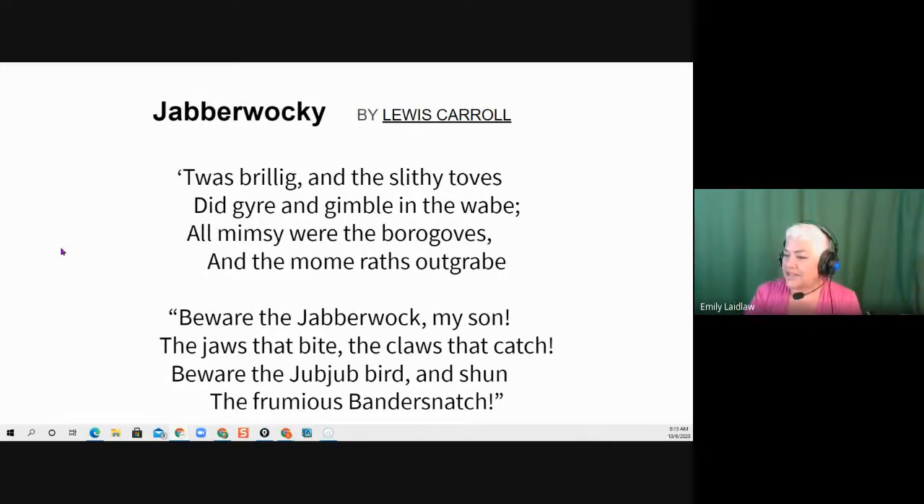In any case, I'm going to just go ahead and say that outgrabe must be past tense because I see that did is past tense. Did, gyre, and gimble. So past tense verb. Okay, so is it a regular verb or irregular verb?